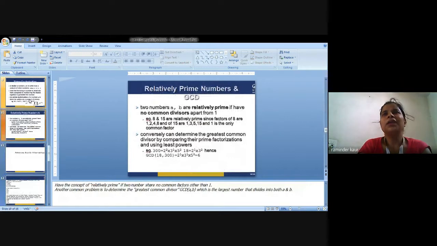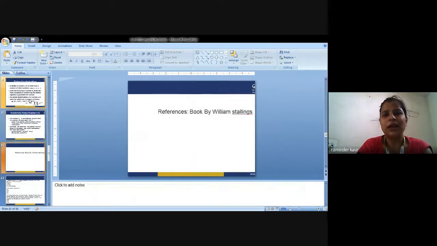The main thing is prime factorization that I have deduced from this lecture. Mainly you are supposed to learn about the prime factorization from today's lecture. So there is the book that is given for your reference, books by William Stallings. It is available in the library. You can get it issued.